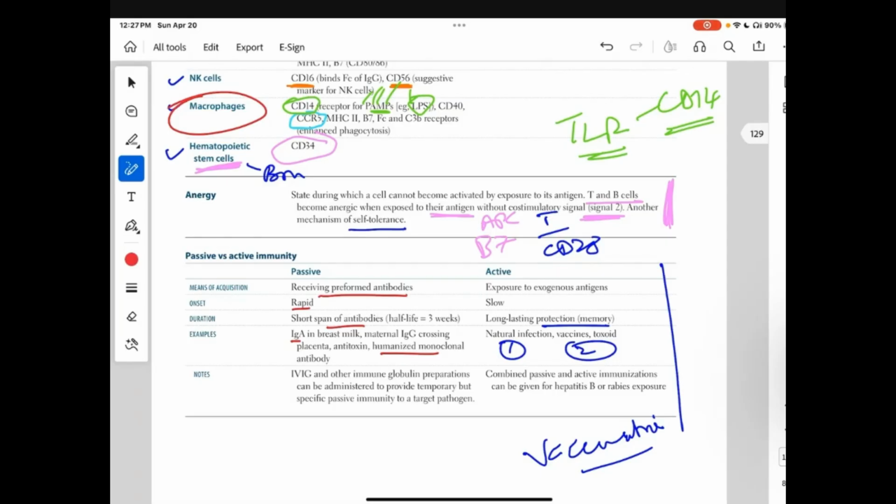There are two main disorders that combine active and passive: rabies and hepatitis B. You're giving them both a vaccine and IV immunoglobulins. The IV immunoglobulin acts rapidly to neutralize the virus, while the active form of the vaccine works to generate long-term memory white blood cells. So whenever you hear of a combination of both active and passive, think of hepatitis B and rabies infection.